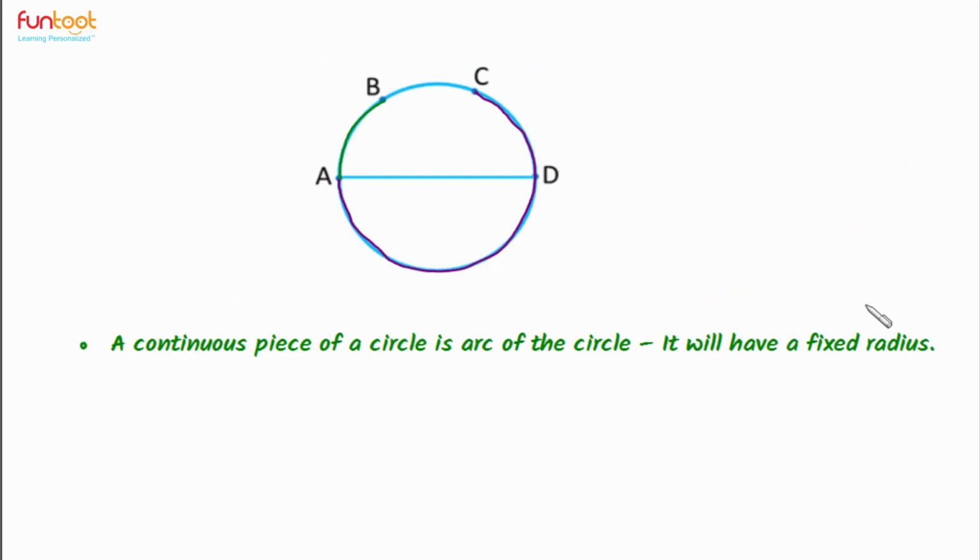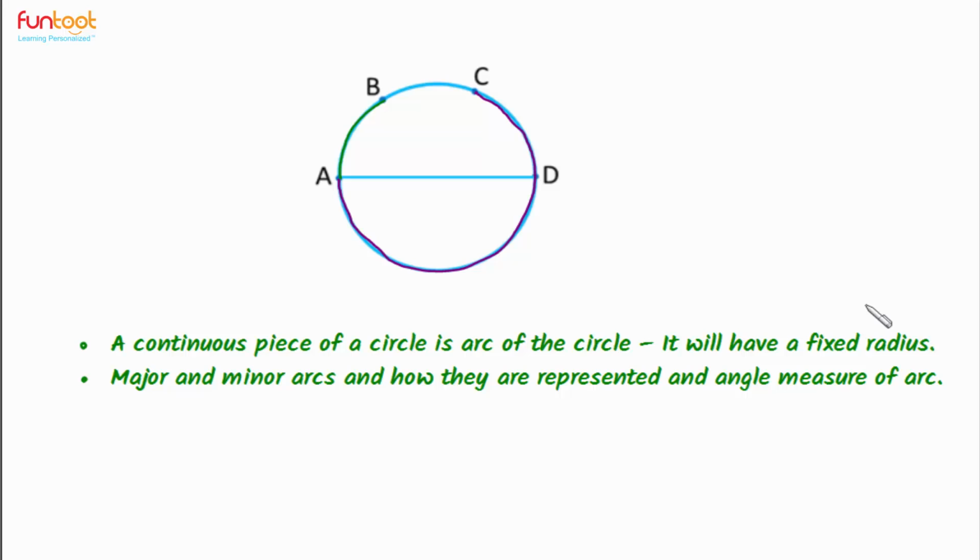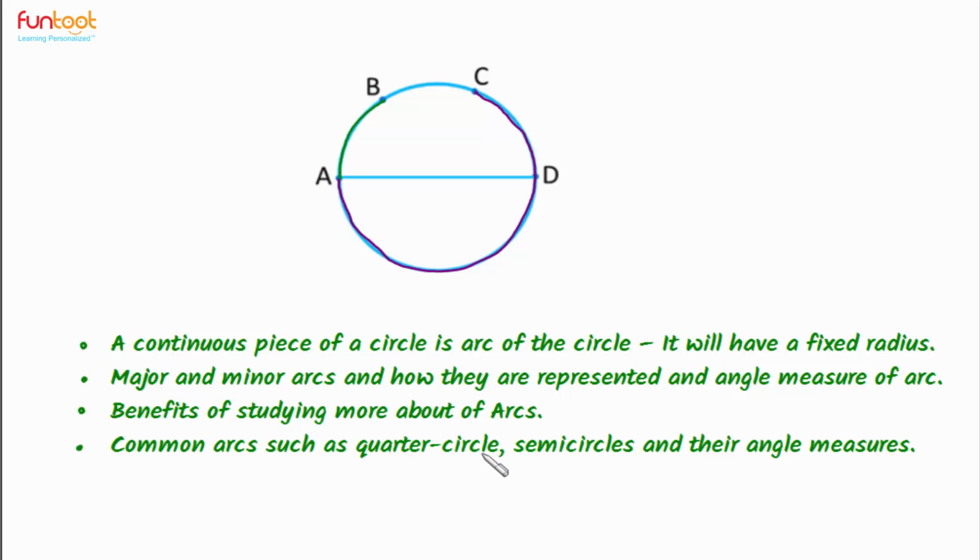Let's summarize what we have learned in this video. Arc is a continuous piece of a circle. It has a fixed radius. We also learned about major and minor arcs and how they are represented and angle measure of arc. We learnt about benefits of studying more about arcs. We had a look at common arcs such as quarter circles, semicircles and their angle measures. We also learnt about examples and non-examples of arcs.